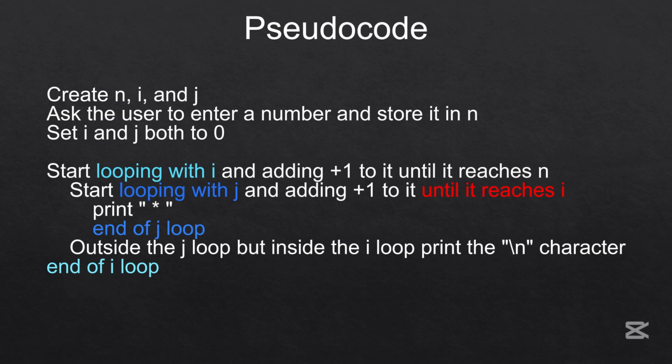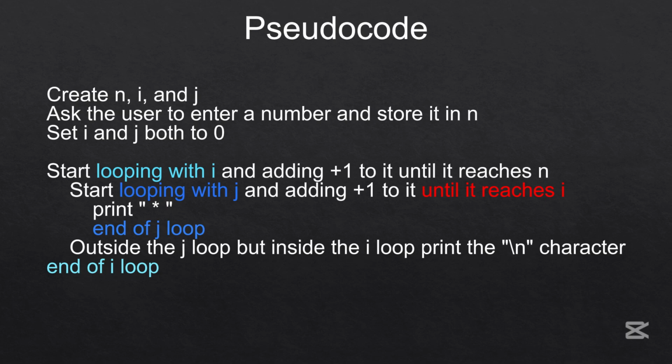Now i's limit would be n, which is the amount of rows we want, and if you pay close attention, j's limit is i itself. We then proceed to print the character that we want to build the pyramid with, or the triangle. In this case it's the asterisk, and we simply write print once inside the j loop, because the j loop is responsible for writing it many times, so we only need to include one print statement inside of it.